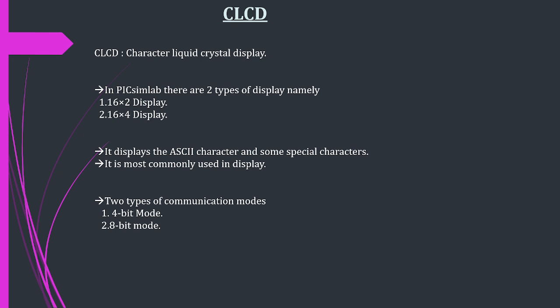Next, go to the CLCD. The CLCD stands for Character Liquid Crystal Display. In a Pixim lab, there are two types of display, namely 16 cross 2 display and a 16 cross 4 display. It displays the ASCII characters and some special characters. It is the most commonly used display. There are two types of communication modes, 4-bit mode and 8-bit mode.